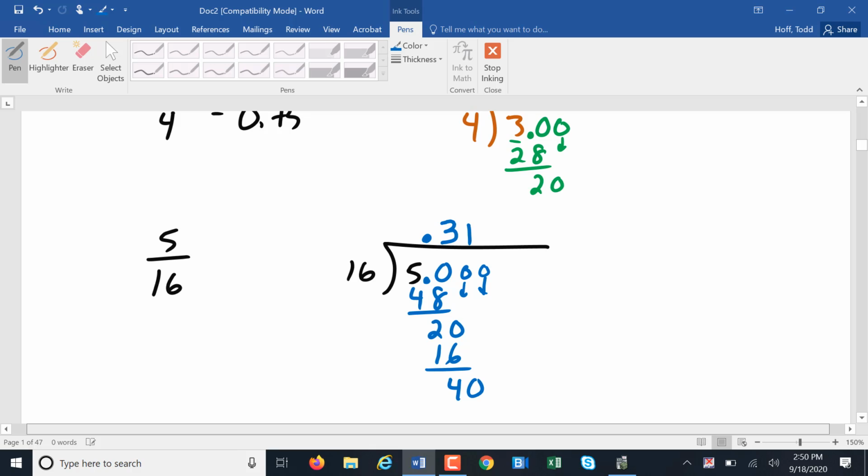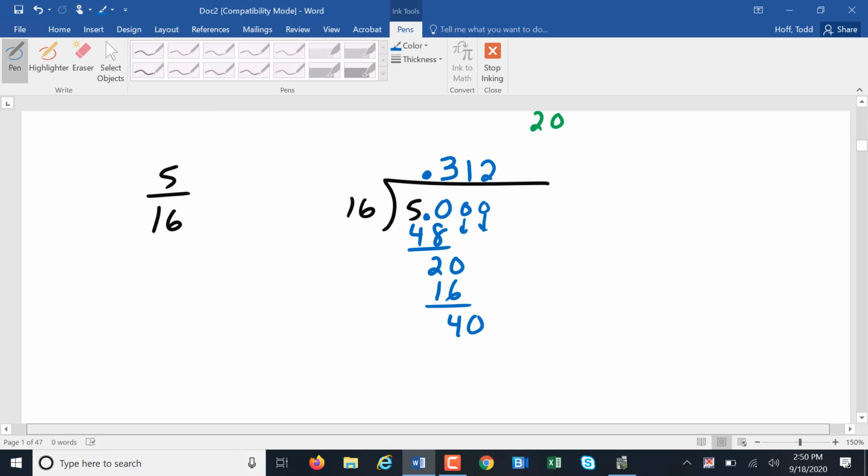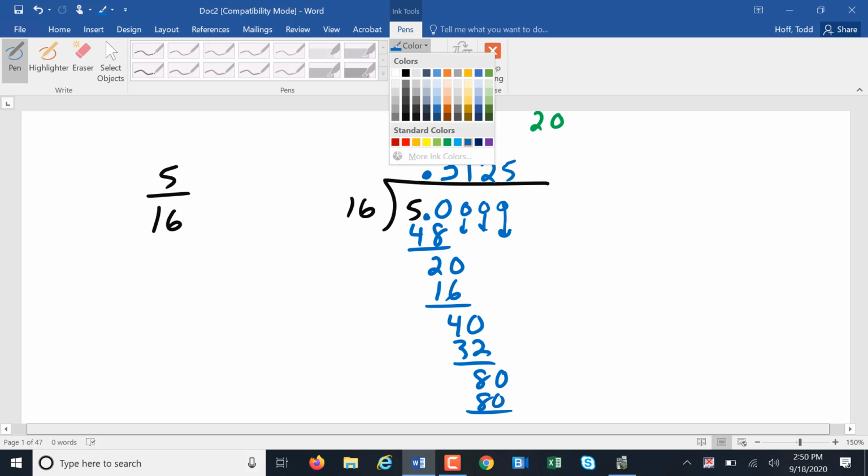Add a 0 and bring it down. 16 goes into 40 twice. Good. 2 times 16? 32. That's 8. Add a 0 and bring it down. 5 times. 5 times 16 is 80. So there we go.